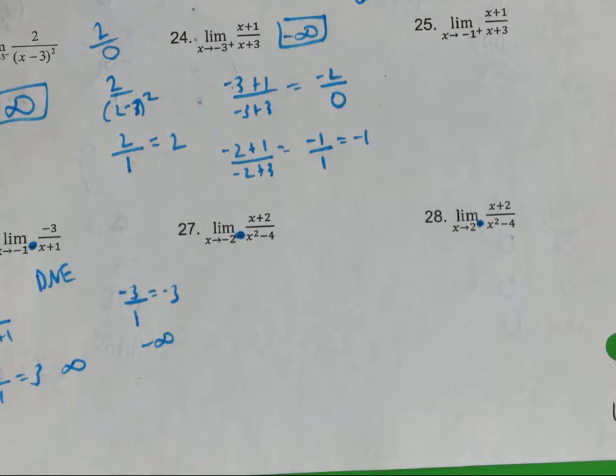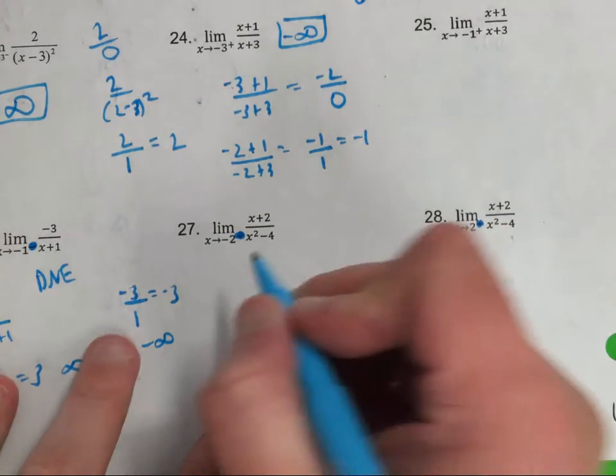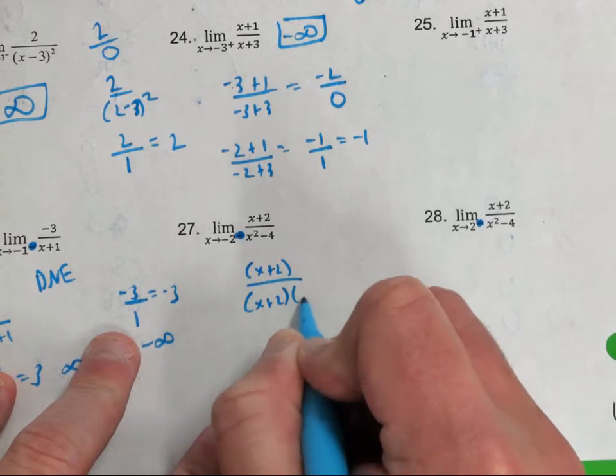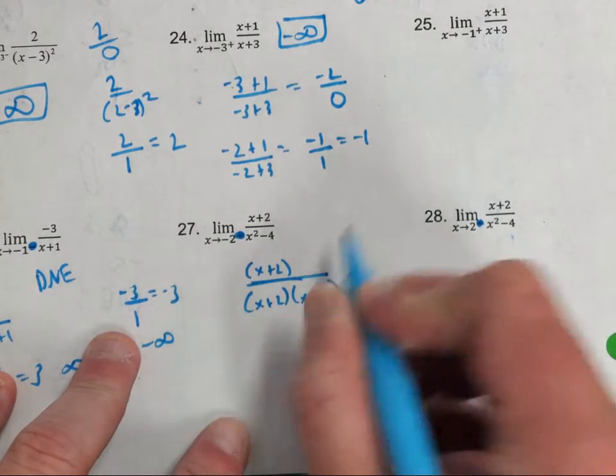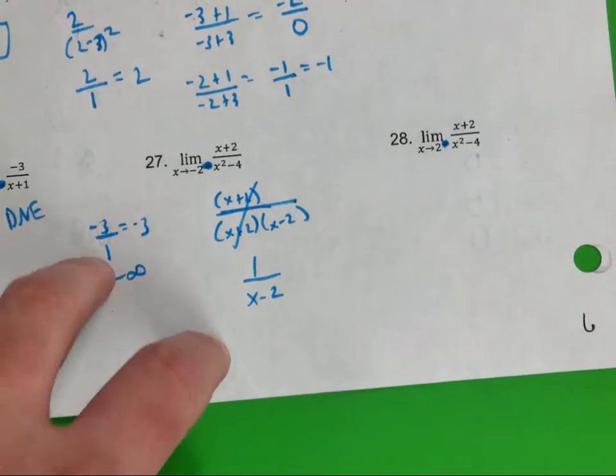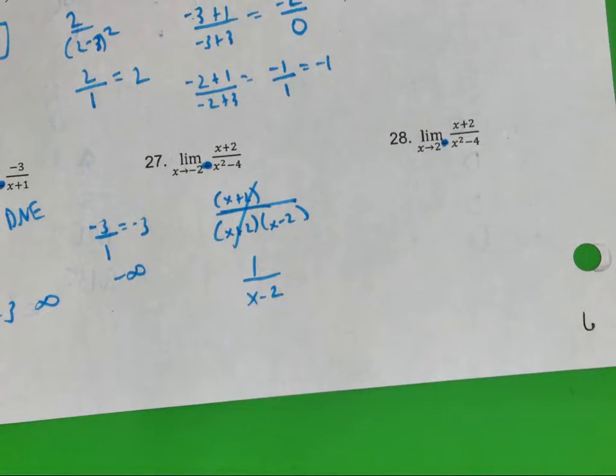Let's try one of my toolkit strategies. Can I rationalize the denominator? Can I find a common denominator? Could I factor? Factoring's the only thing I could do here. So I'm going to have x plus 2 over x plus 2, x minus 2. I'm left with 1 over x minus 2. Now, I'm going to try direct substitution one more time before I have to pick a number to the left and right. The number to the left and to the right is your last resort.